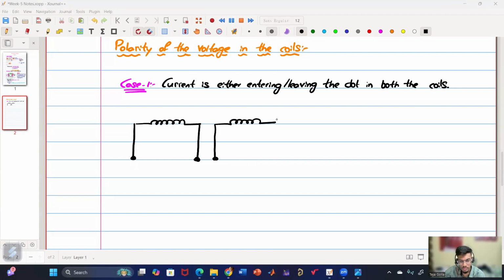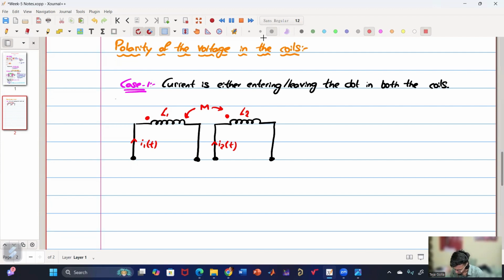So now we have two coils, and say this is my L1 and this is my L2, and this is a dot here and this is also a dot here, both with a mutual inductance M. The current entering is I1 of t, and here the current entering is I2 of t. So in both the cases it is entering. Also, you can say that if it is leaving in both the cases, then it also remains the same. So if it is entering the coil, as we are considering the entering case here, how will the polarity of the coils look like?